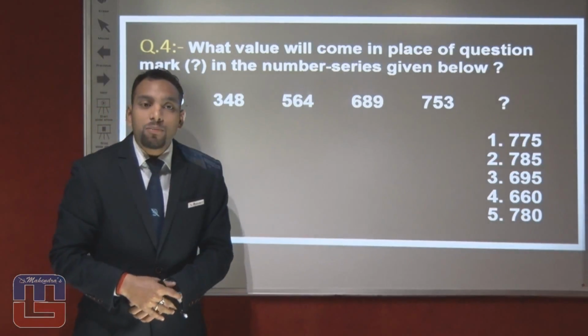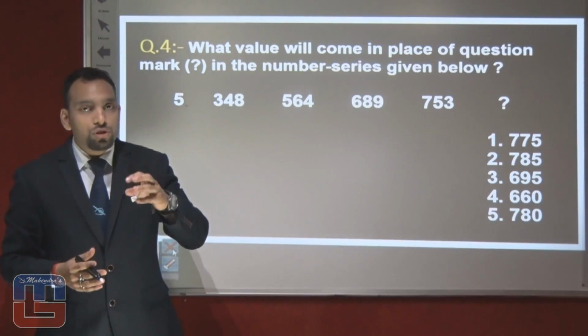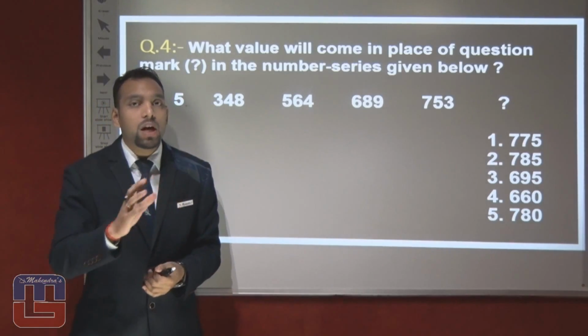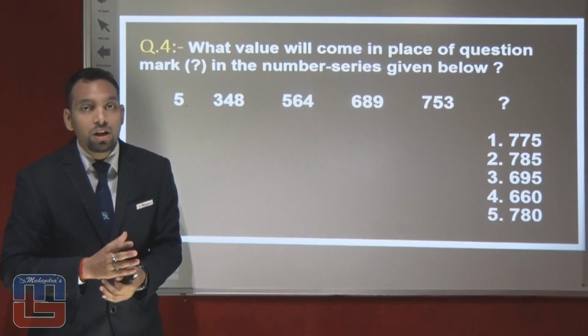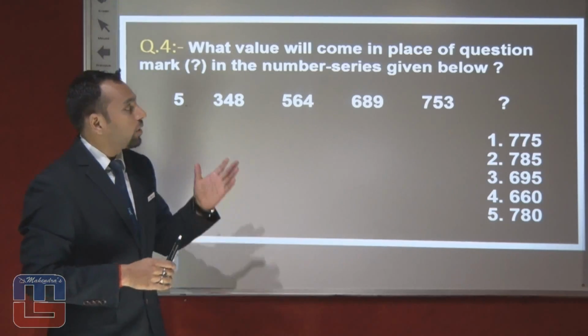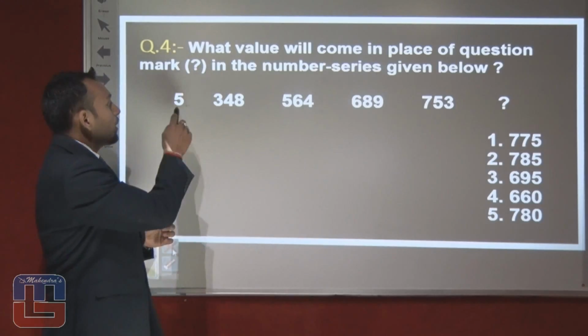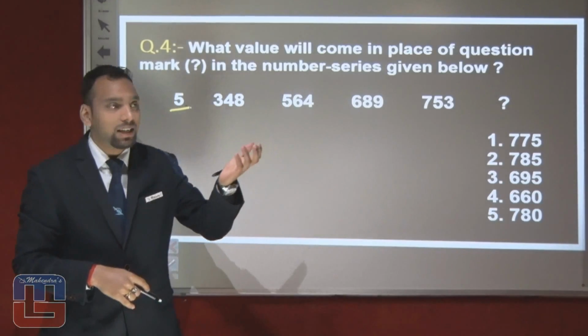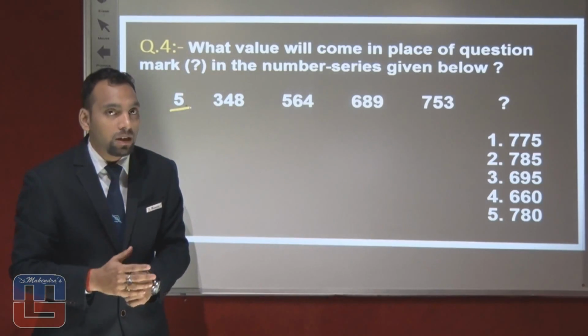Again the next question is from number series. As we already discussed, at least 5 questions can be seen from number series. So this is going to be an important topic in your examination, so focus on this topic more. Now see how we will solve this number series. The first number is 5, then the next ones are 348, 564, 689 and 753, and then the question mark.